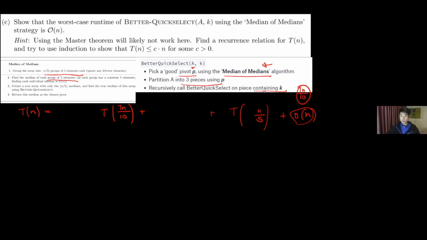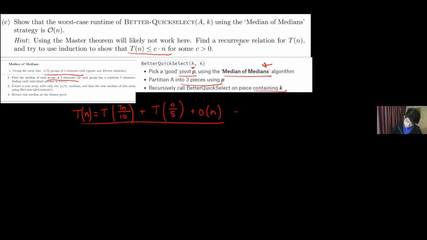Cool, that's a very spread out equation. We want to show that this holds for some C, and the way we do this is actually pretty clever. We want to show that this is true. The hint says using the master theorem will not work here. Find the recurrence relation and try to use induction to show that it's true. Okay, so let's use induction.